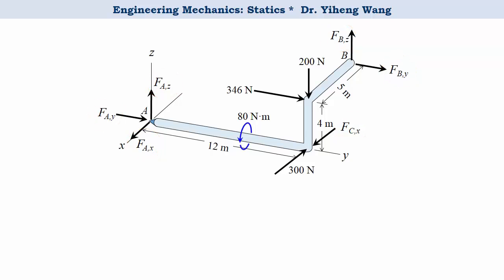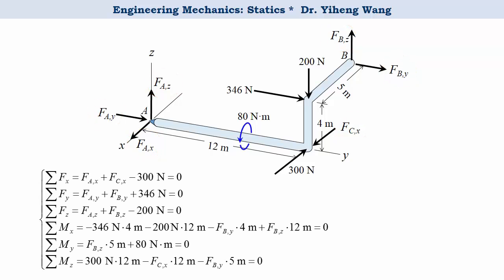And we write the 6 scalar equations for equilibrium, summing forces in 3 directions and moments about the 3 axes, everything equals 0. 6 equations, 6 unknowns. We can now solve for all of them.